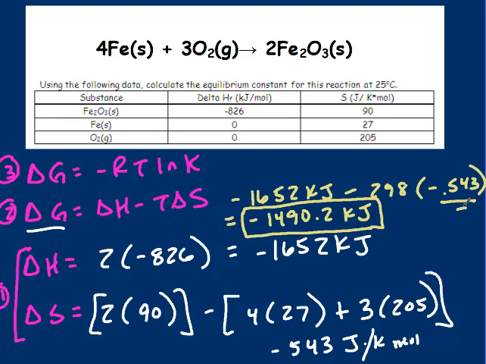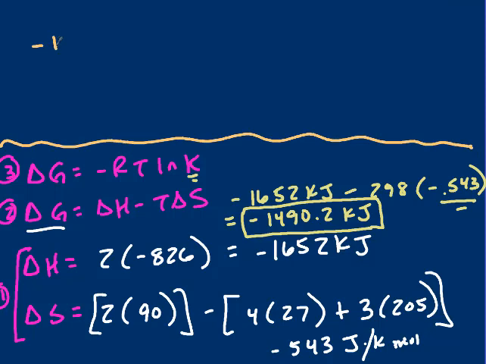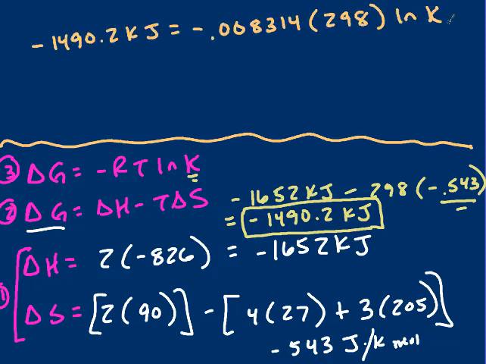And finally, let's calculate our K value. So calculate K. Restart when you have your K value. So for our K value, you should have converted either your kilojoules to joules for delta G or your R to kilojoules. This time I went ahead and converted my R to kilojoules.